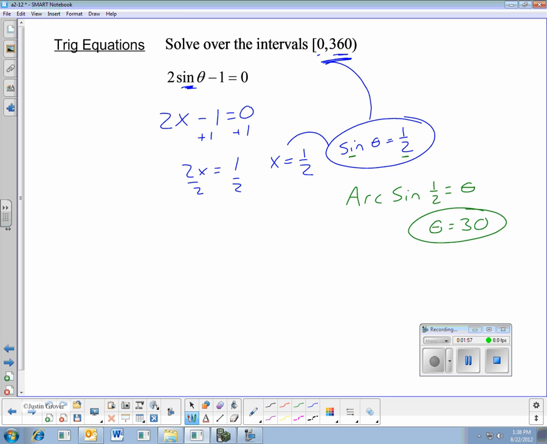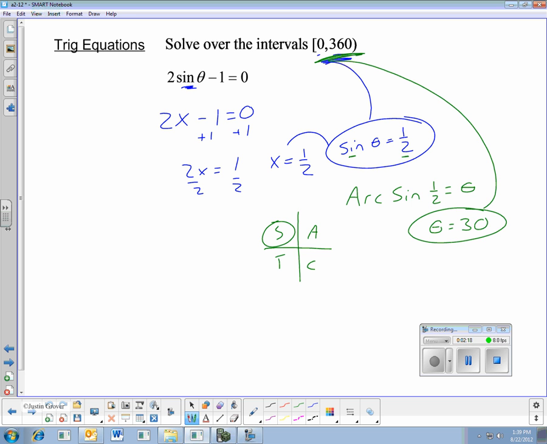The problem is a lot of people get there and stop. Now that's correct, that's part of the answer, but it's not the whole answer. There's almost always two answers. And so you need to ask yourself, all right, where else is sine 1/2? Well, first of all, we're talking about positive 1/2.